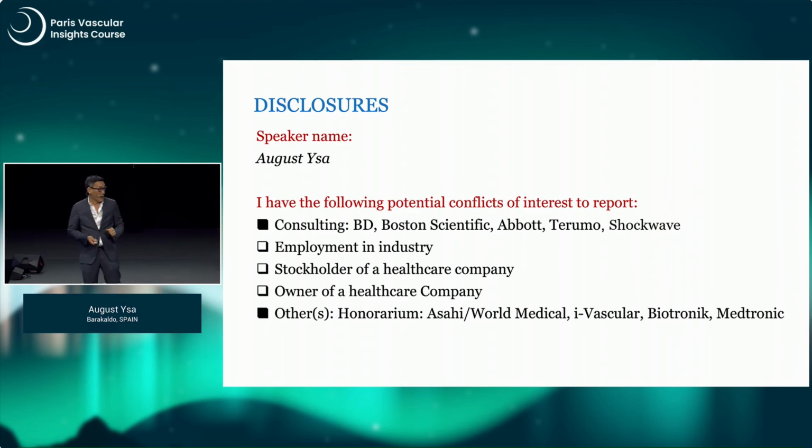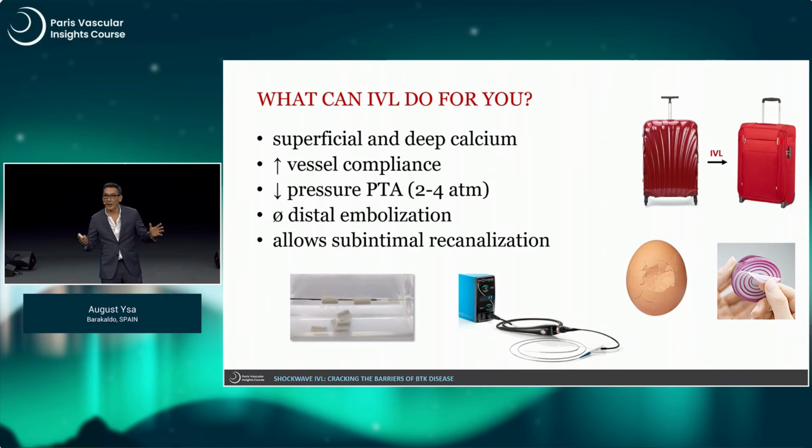Okay, guys, so this is the question. What can IVL do for you? It's easy to answer because IVL can treat superficial and deep calcium, and in BTK, medial arterial calcification. It allows you to perform an angioplasty with very gentle pressure, which basically changes the compliance of the vessel, but also decreases the rate of dissection, because this doesn't overstretch the vessel, and decreases the need for bailout stenting.